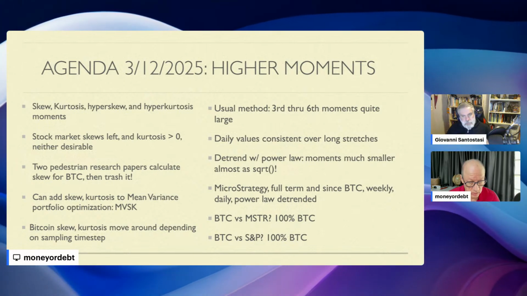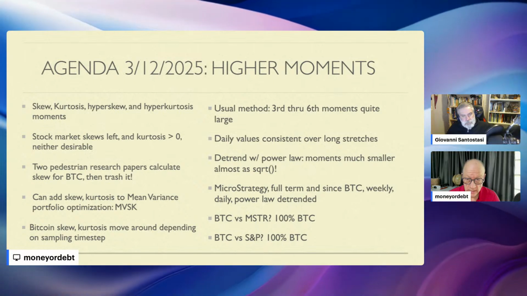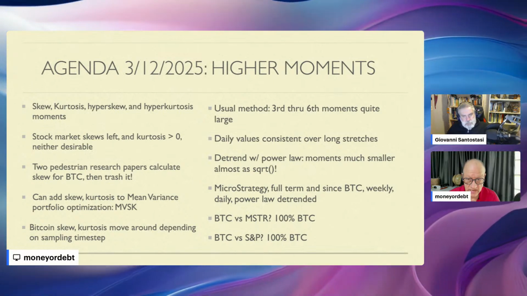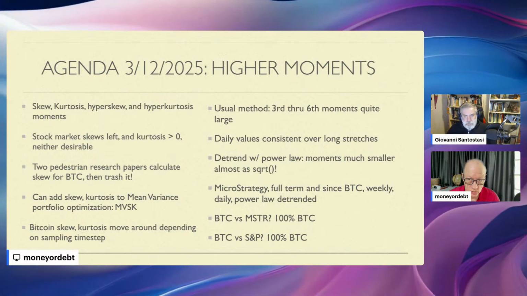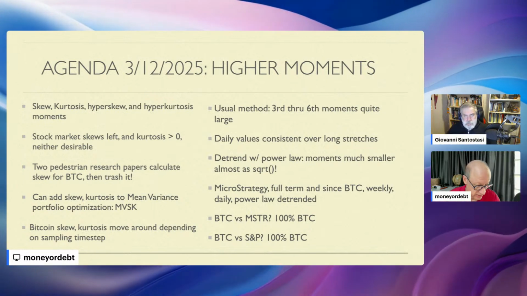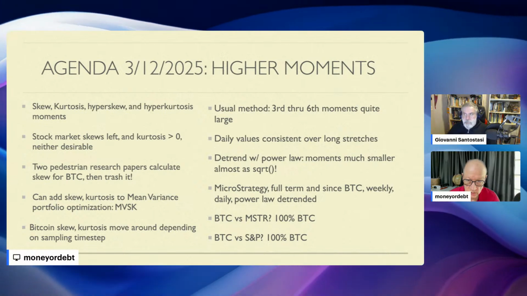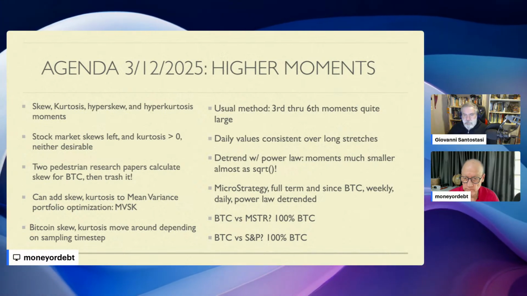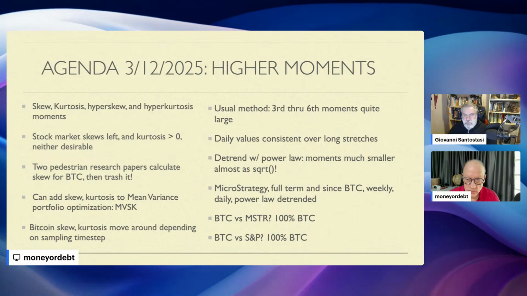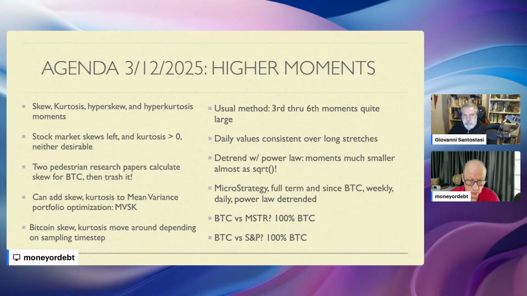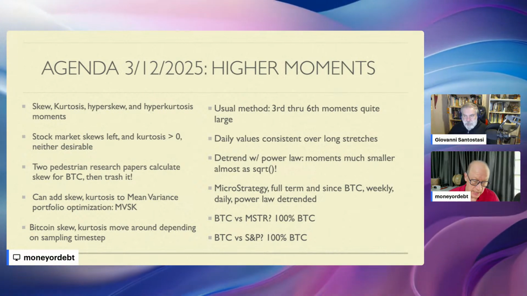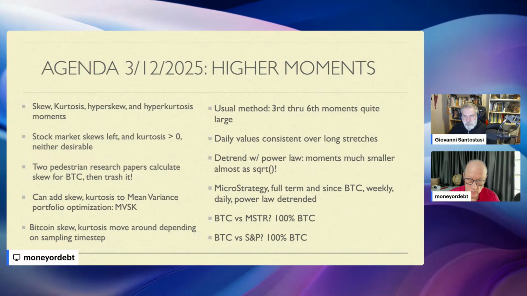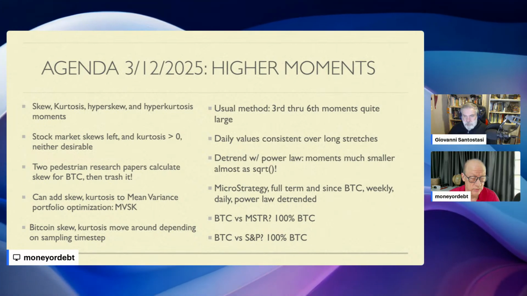And this is a well-known procedure. It has an acronym, MVSK, which means mean, variance, skew, and kurtosis for optimization. It's an extension of Markowitz mean-variance modeling. Now, the Bitcoin skew and kurtosis that I will show you move around a lot depending on sampling time step. And actually, these research papers looked at the same data set, but they couldn't agree what the skew and kurtosis were. So that was interesting, too.